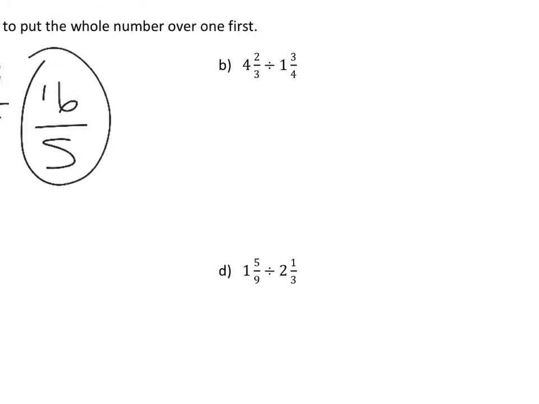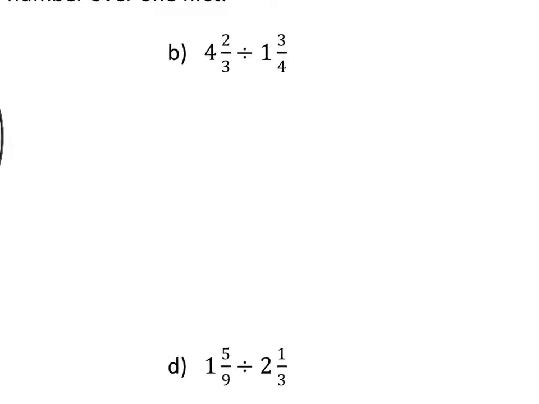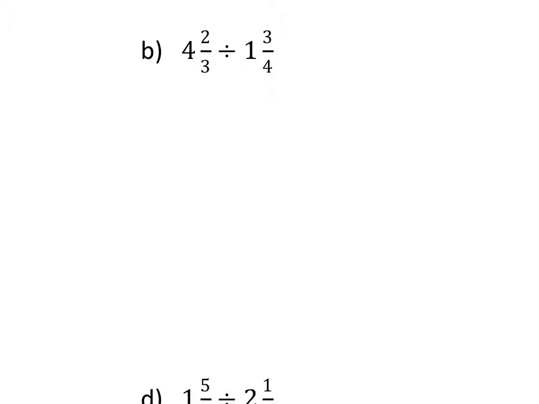Letter B. Okay, now we have a mixed number and a mixed number. It's okay, same idea. Maybe we have to show more work for this one. 4 times 3 is 12, plus the numerator 2 is 14 over 3. I'm going to show more work for this one, so I'm going to write the divide. 1 times 4 is 4, plus the numerator is 7 over 4.